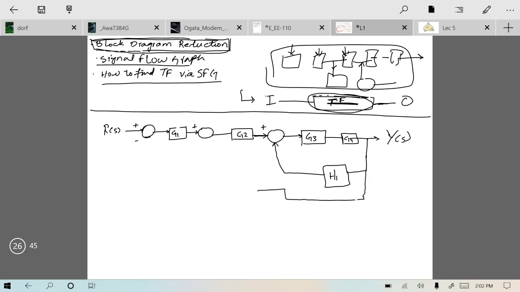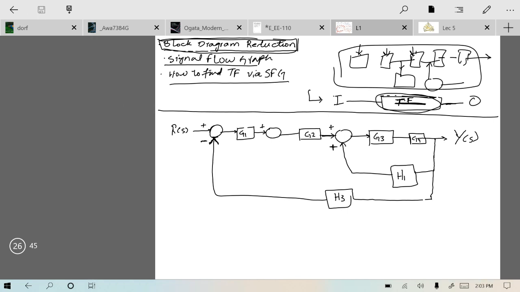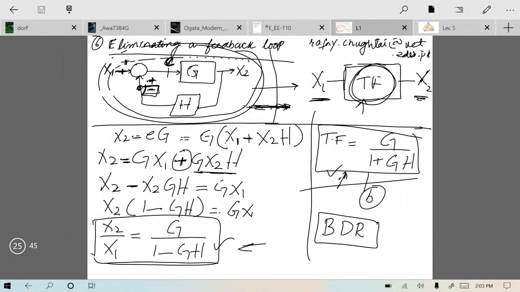to this point having transfer block H3. This is a negative feedback, and this is a positive feedback. If you remember, we discussed negative and positive feedback separately.